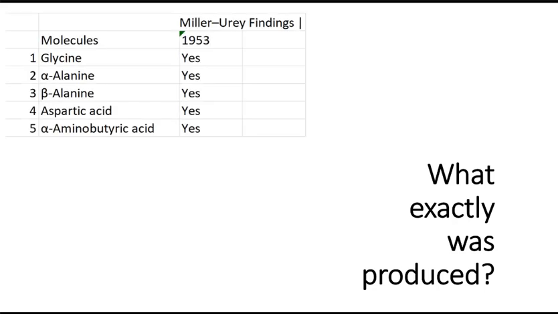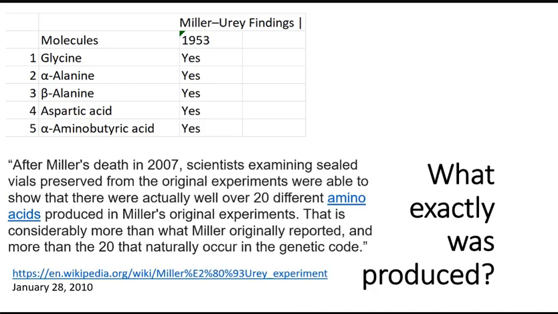Miller and Urey found 5 chemicals, biochemicals, but a later group looked at the residue again. Miller passed away in 2007, and in 2008 a publication was released where they had gone back and looked at the chemicals again, and what they found was that there were more than Miller had originally reported. As a matter of fact, there was more than the 20 that naturally occur in the genetic code.